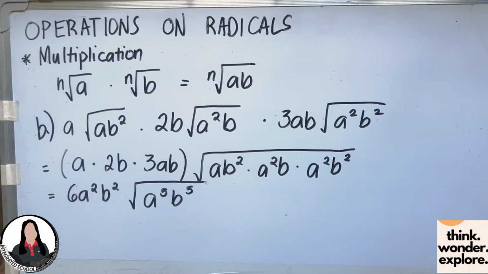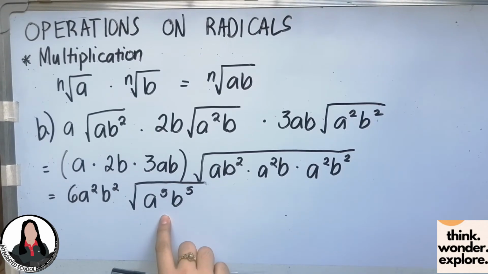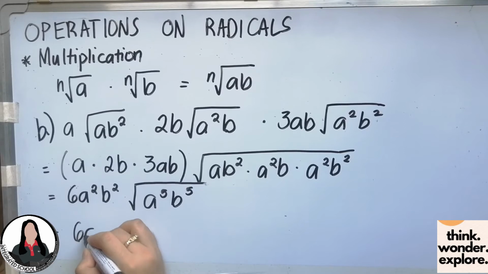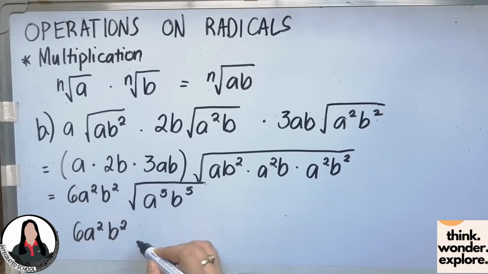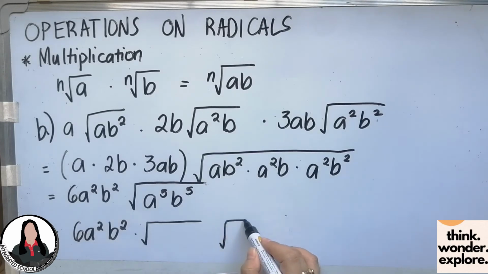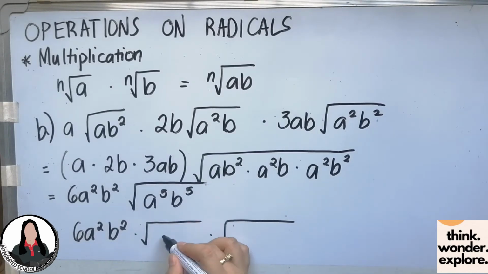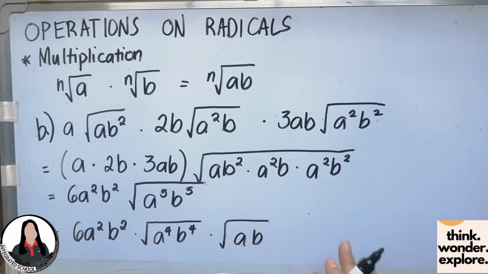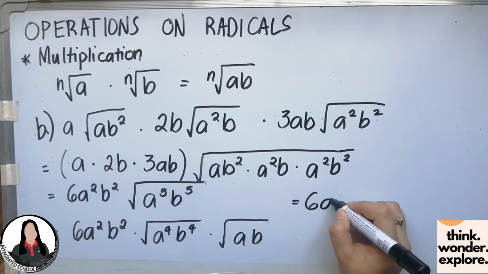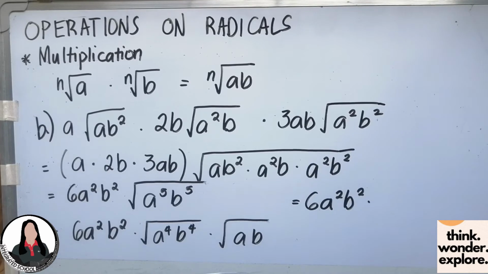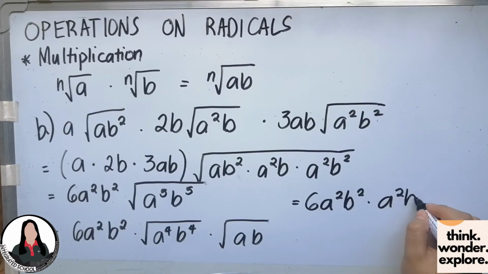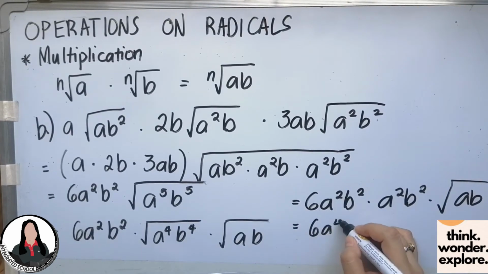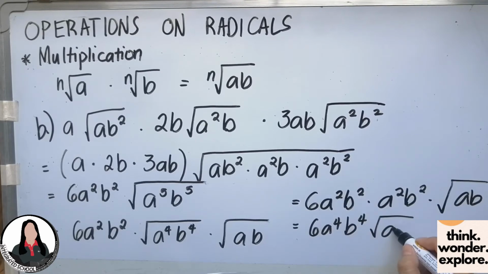Now, as per the laws of radicals, we can still simplify this by removing the perfect nth powers. So, to remove the perfect nth powers, we can rewrite this as 6A squared B squared multiplied by, paghihiwalay natin sa dalawang magkaibang radicals. So, ang perfect nth powers niya ay A raised to 4, B raised to 4, and then ang AB ay nasa kabilang radical sign. Let's simplify. We have 6A squared B squared. The square root of A raised to 4, B raised to 4 is A squared B squared multiplied by the square root of AB. So, we have 6A raised to 4, B raised to 4 square root of AB.